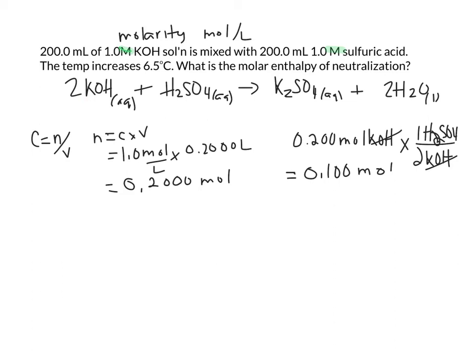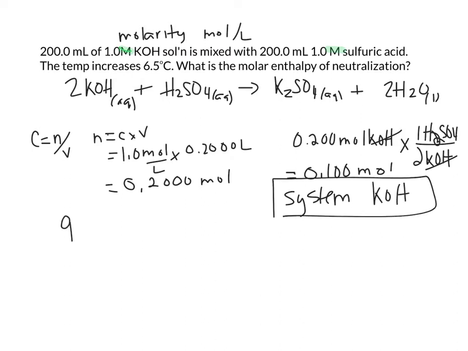If you look at the balanced chemical equation, 1 mole of sulfuric acid requires 2 moles of KOH. So we need half as much sulfuric acid as we have KOH. So that means sulfuric acid, 0.1 mole is going to get used up, and 0.1 mole is going to be left over in excess. So when we use the number of moles for the system in this chemical reaction, we are going to have the moles of KOH. Okay?